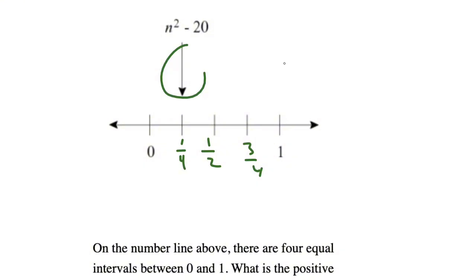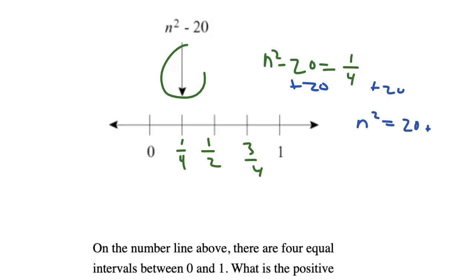And so we can make the assumption that they're equal. So we can just say n squared minus 20 is going to be equal to 1/4. And at this point, we just need to solve for n, okay? So we can add 20 on both sides. N squared will be equal to 20 plus 1/4, and 20, let's just rewrite this as a fraction, so that'd just be 80 over 4 plus 1/4, so that is just 81 over 4 equals n squared.